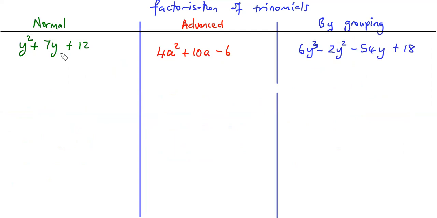Next slide. Now on the next slide here, what we need to do again, let's do the same thing with first and last. First and last is going to give us 12y squared. Now let's look for the factors. What are the factors that if we multiply them, they give us 12?